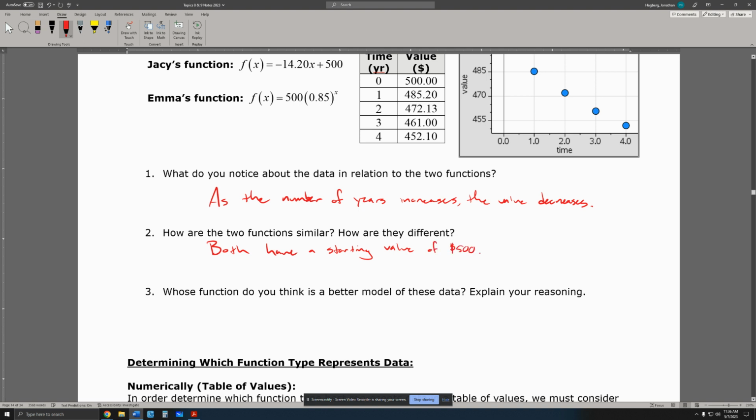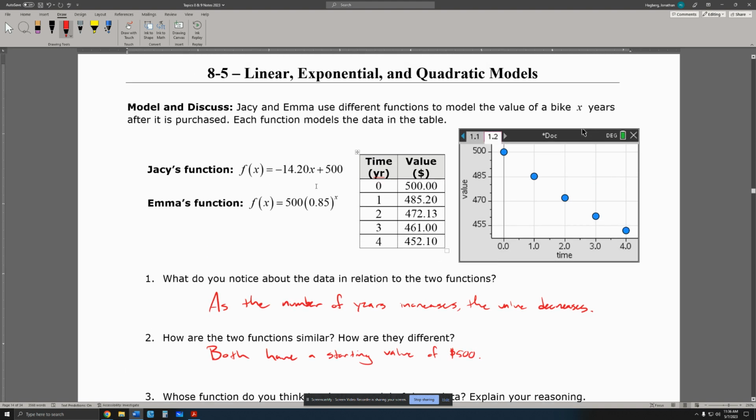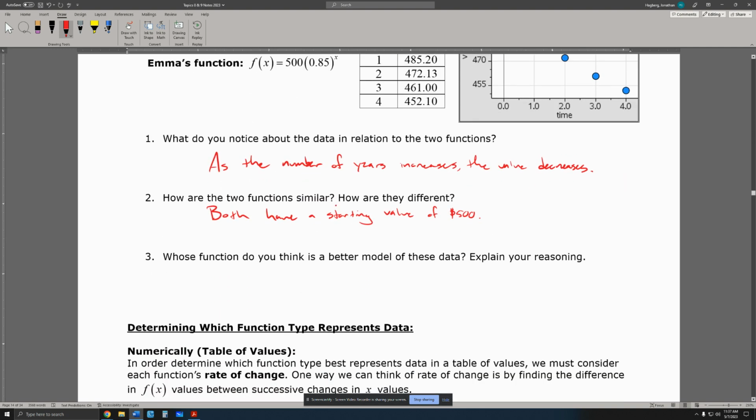Okay. One way that they're different is the type of function that they use to model it. So like we mentioned earlier, JC's function is a linear function with a negative slope of 14, whereas Emma's function is an exponential function with an exponential decay factor of 0.85. So that's that exponential base. Okay, so JC's is linear, Emma's is exponential.